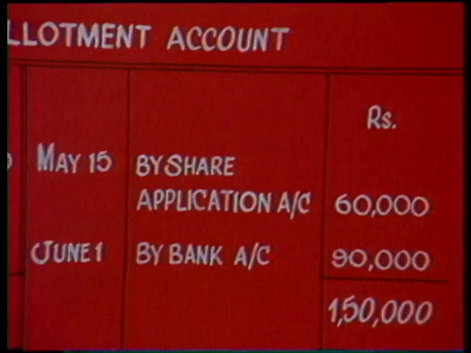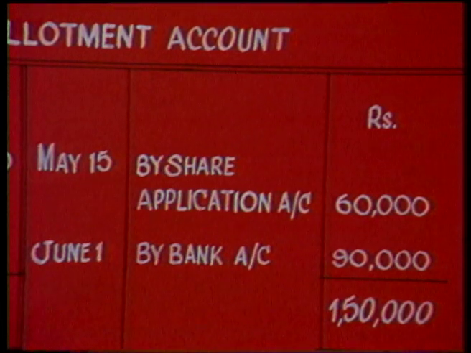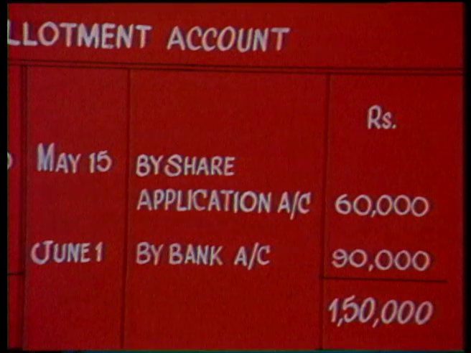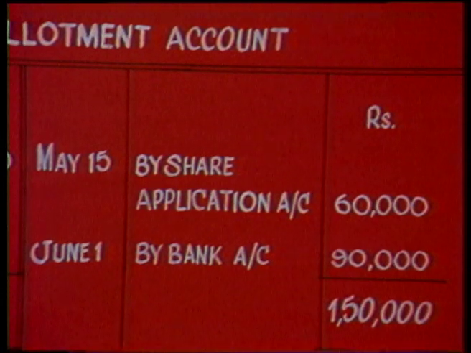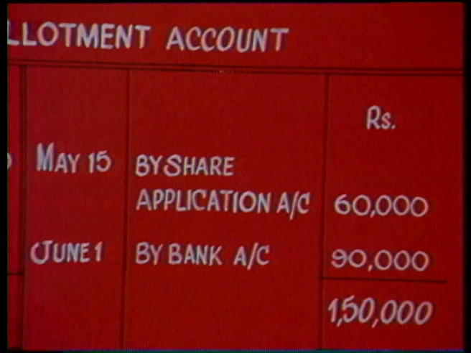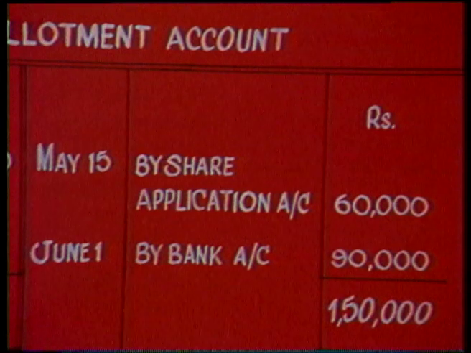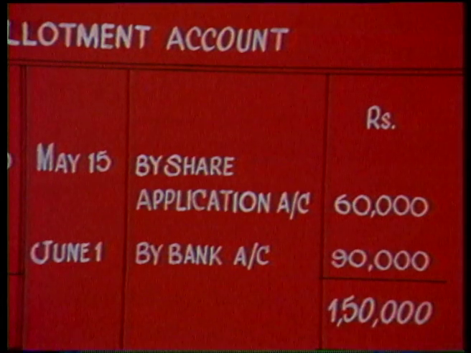Now let us look at the posting on the credit side of share allotment account. On the 15th of May, the share application money of 3 rupees per share that we had already received on the 20,000 shares rejected is being transferred to the share allotment account. And on 1st June, on the balance 30,000 shares, we receive at the rate of 3 rupees per share, rupees 90,000. If you can trace the journal entries, you will see that share application account was debited for rupees 60,000, crediting share allotment account for the same amount.